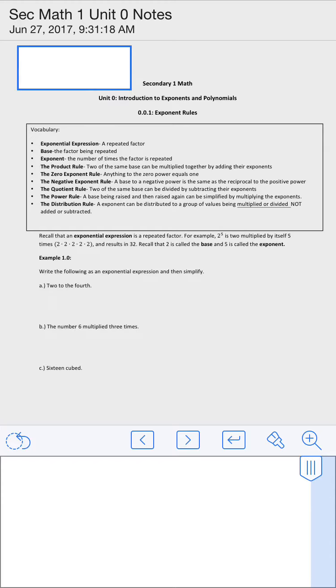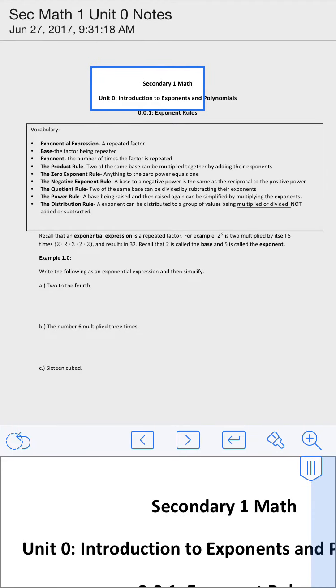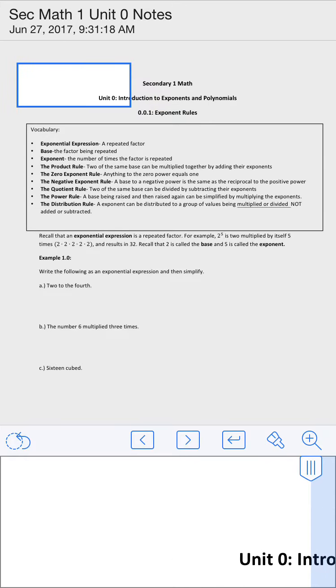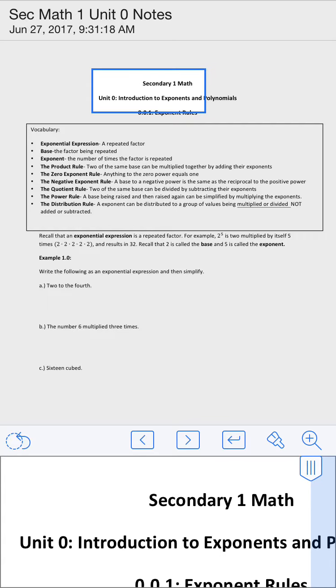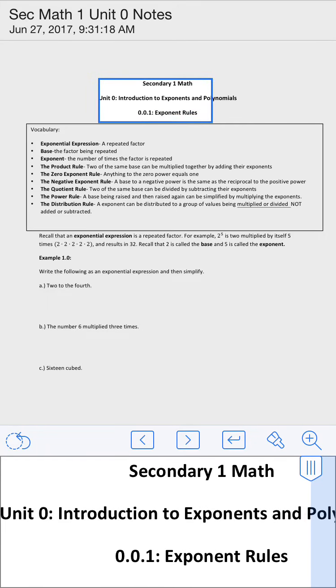Alrighty, now you may have noticed my screen switched randomly. Apologize about that. This is the second page of your packet, so go ahead and turn over to the second page now. This page starts out with section 0.01, exponent rules. Cool.